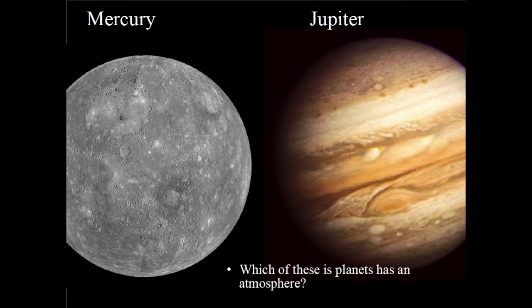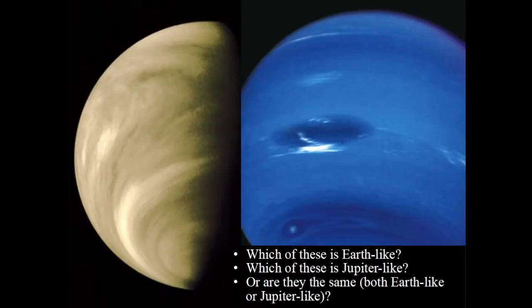And the fact that the surface is heavily cratered implies that there must not be much atmosphere for the meteors to burn up in before they hit the surface, whereas Jupiter has such a thick atmosphere that we can't even see to the surface. What about these two planets?